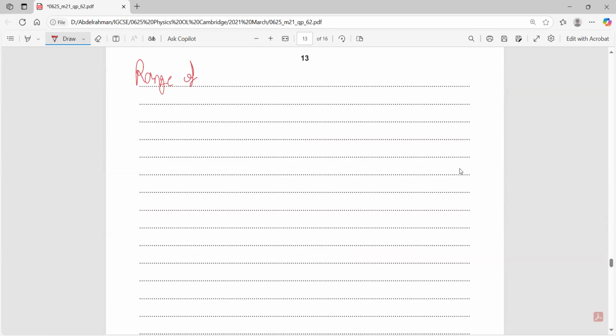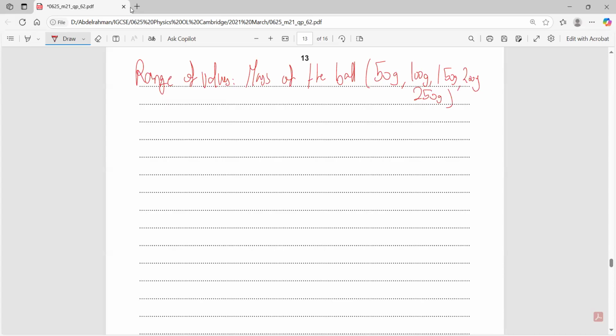The range of values would be the mass of the ball, and you need several masses. Let's take 50 grams, for example, 100 grams, 150, 200, and 250 grams. Different masses for the balls.